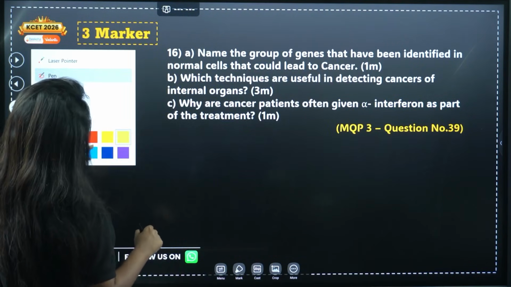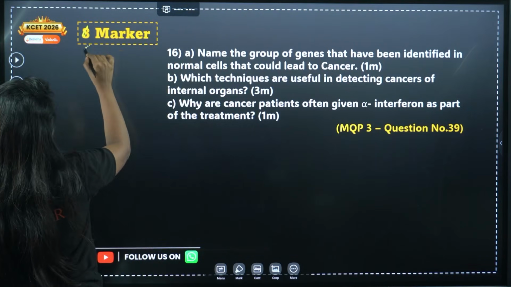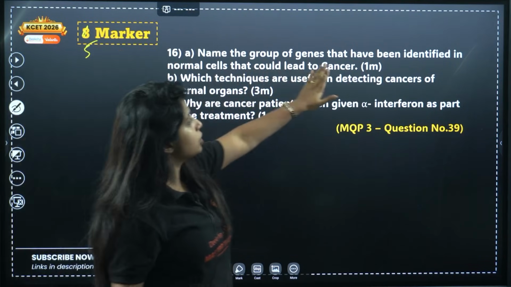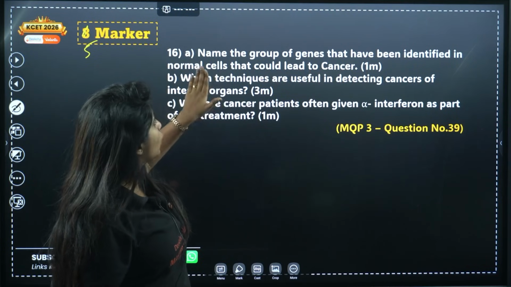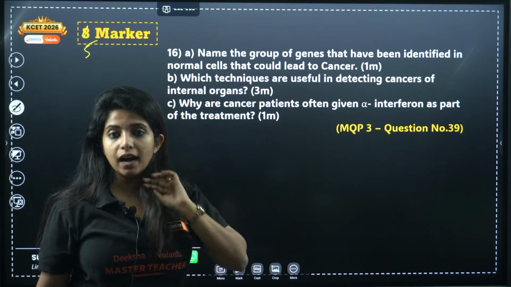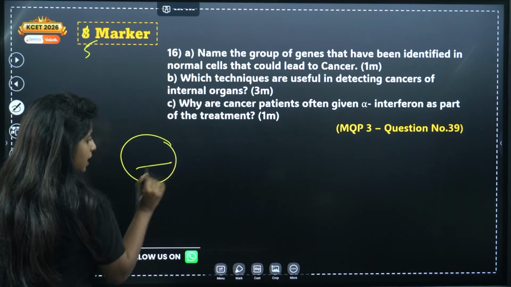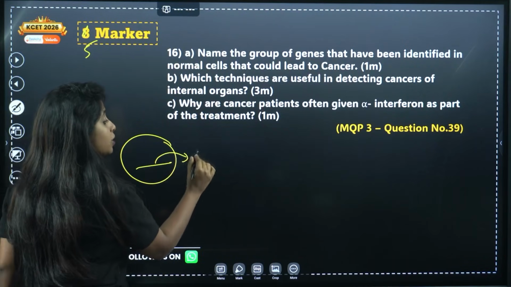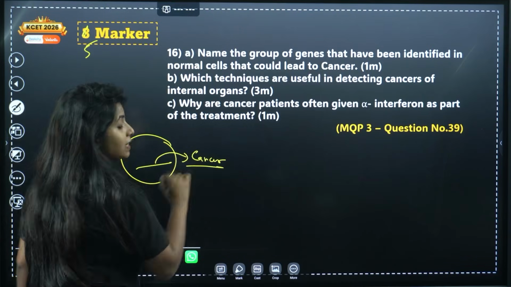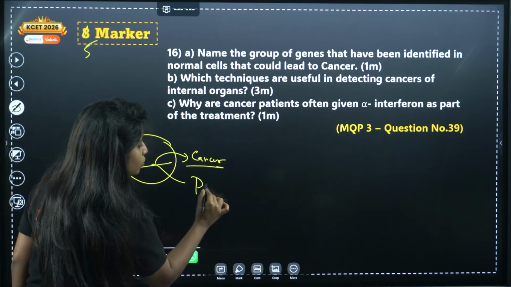Okay. Now, question number 16, MQP question number 39. This is not a 3 marker, this is a 5 marker. Name the group of genes that have been identified in normal cells that could lead to cancer. So they are asking you about a group of genes found in our normal cells, but these genes can lead to cancer and can make a cell cancerous. Do you know the name of these genes? They are known as proto-oncogenes.